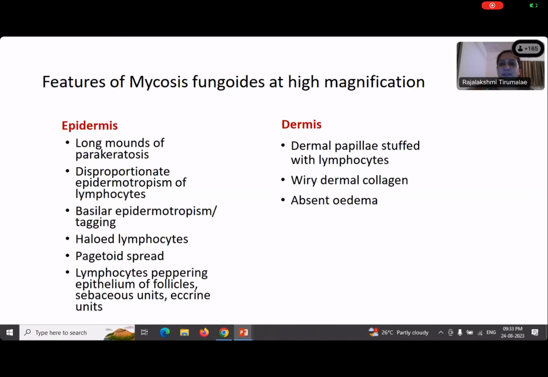And these are the various features of MF that you could see on scanning magnification: changes of parakeratosis, disproportionate and basilar epidermotropism, halo lymphocytes, so there are clear spaces around the lymphocytes. Vegetoid spread, which means that they could go up even up to the stratum granulosum. Epitheliotropism. Sometimes the dermal papillae are just stuffed with lymphocytes. They're so chock-a-block with lymphocytes, you don't see the papillae at all. Wiry dermal collagen. I'm sorry, I forgot to show you that feature.